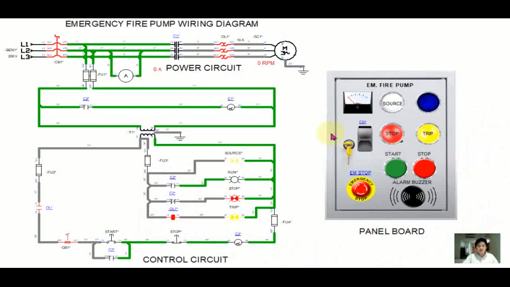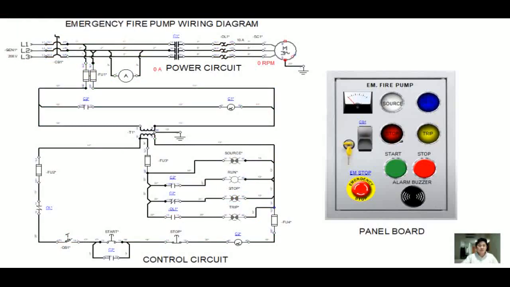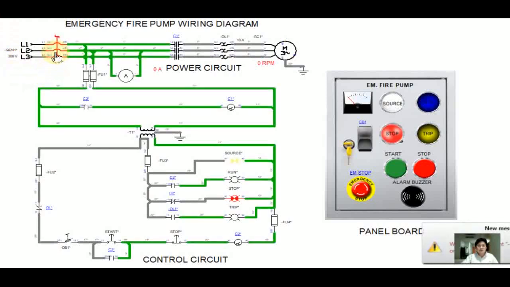So I will show you now also in the simulation the control circuit and power circuit. So I resume the simulation. I can start here also. As you can see, switch on the breaker and then release emergency stop, and then I can start the motor here. As you can see, the system now is running. There is indication of current, and there is also indication of motor running.